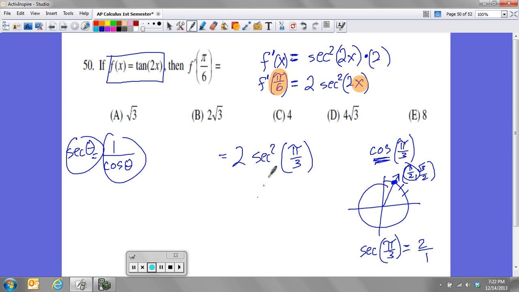Because remember, secant squared, the way we have it written here, is still in our calculator and should be interpreted like this, secant squared. So 2 over 1 squared is 4. 4 times 2 is 8. My answer is E for number 50.